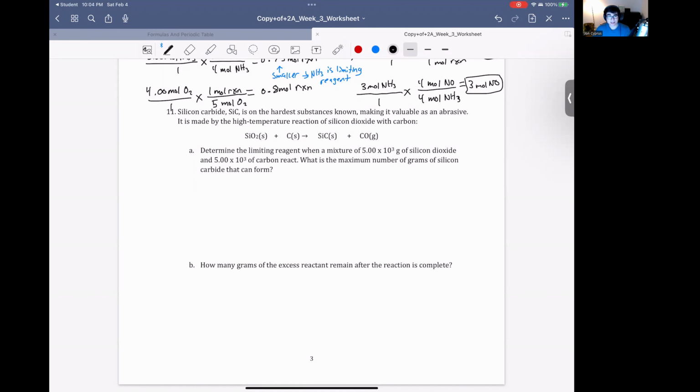So first thing you want to do again is balance this. So if we're looking at silicon, it is balanced. If you're looking at oxygen, it's not balanced. And if you're looking at carbon, it's also not balanced here. So I'm going to balance the oxygens first. I'm going to put a 2 there, 2 on the left, 2 on the right. And then now I have 3 carbons on the right. So I need 3 carbons on the left. So that's actually fairly easy to balance. All right. Now we have to go ahead and do this problem.